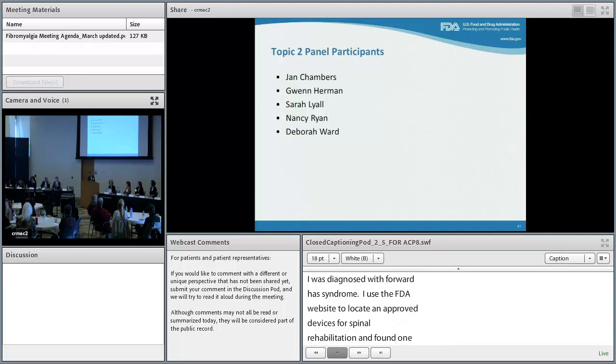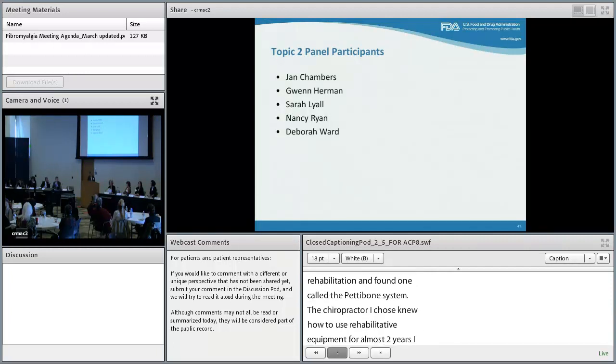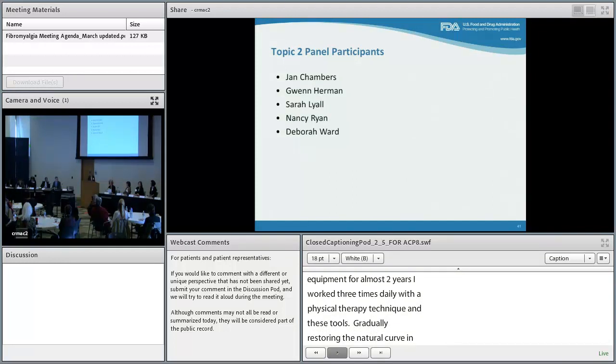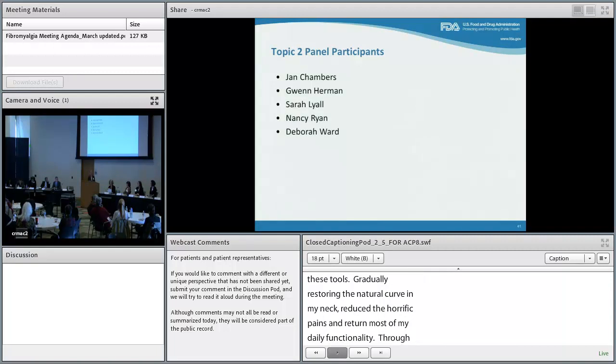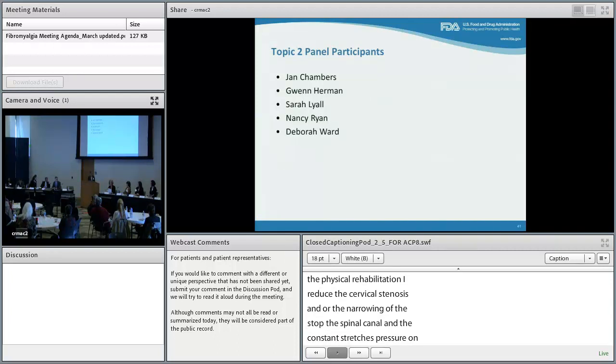Gradually restoring the natural curve in my neck reduced the horrific pains and returned most of my daily functionality. Through the physical rehabilitation, I reduced the cervical stenosis, or the narrowing of the spinal cord canal, and the constant stretch and pressure on my spinal cord was stopped. Reducing emotional stress and learning relaxation skills were also very important. I still have some fibromyalgia symptoms, but they are not completely debilitating like they were 8 years ago.